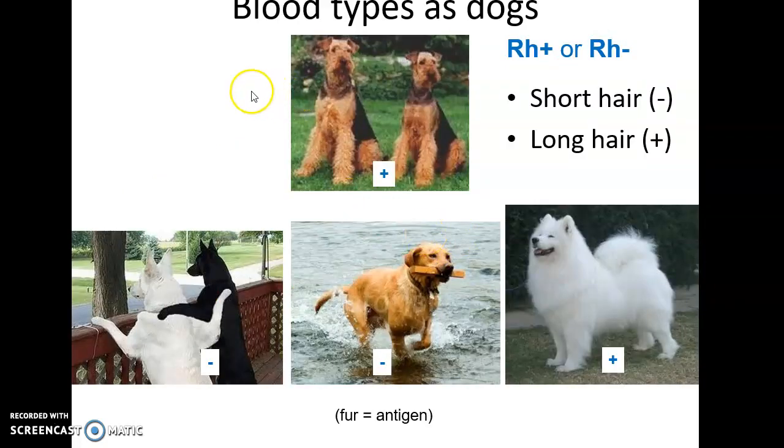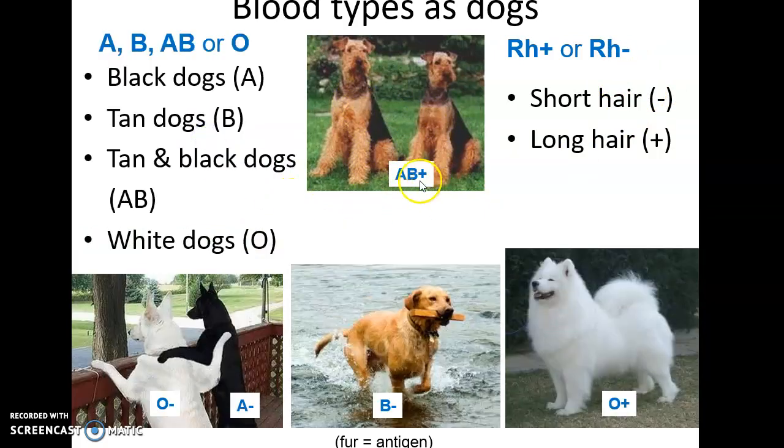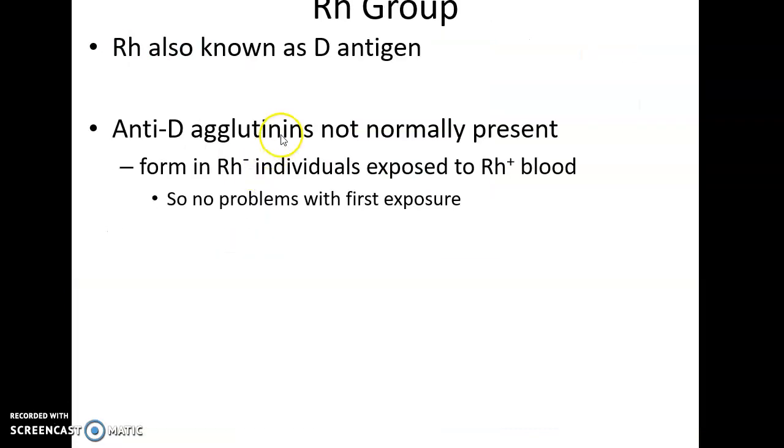We also have Rh, so plus or minus. If you're plus, then you have the Rh antigen. If you're minus, you do not have it. So dogs with long hair will be plus, dogs with short hair will be minus. So these dogs would be AB plus. They have brown and black fur, and they have long fur, so they have all three antigens. O minus would have none of the antigens. Sometimes Rh is also called D antigen. We're just going to call it Rh. So either Rh plus, you have it, or Rh minus, you do not have it.